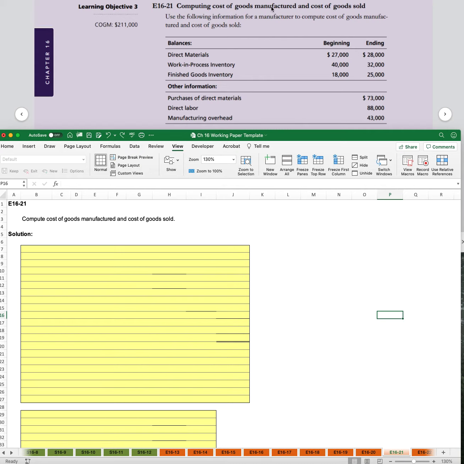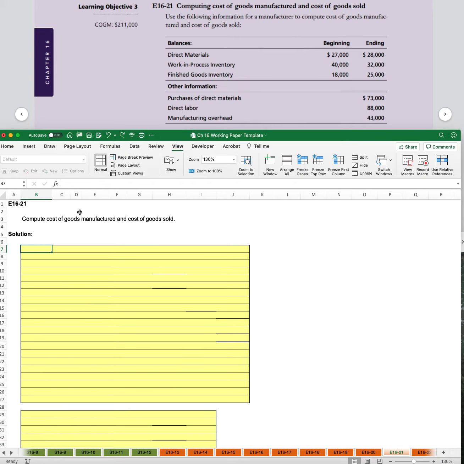Cost of goods manufactured and cost of goods sold. I have the textbook pulled up. It's problem 16-21 out of chapter 16, and the working paper template down below so that we can just work this problem in Excel. Use the following information for a manufacturer to compute cost of goods manufactured and cost of goods sold. And then we have beginning and ending balances for our direct materials, our WIP, and our finished goods. And then they gave us some other information. We purchased direct materials, we have labor, and manufacturing overhead.